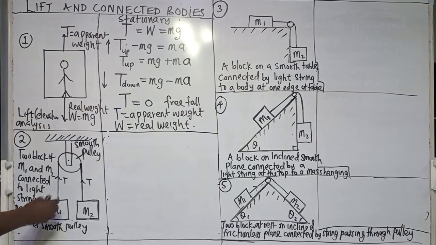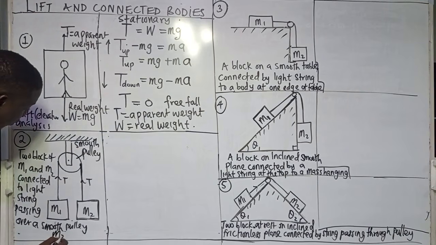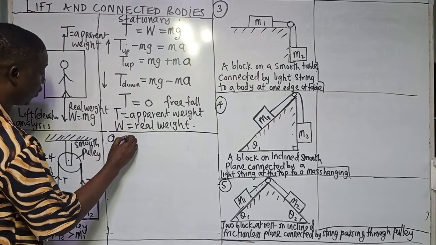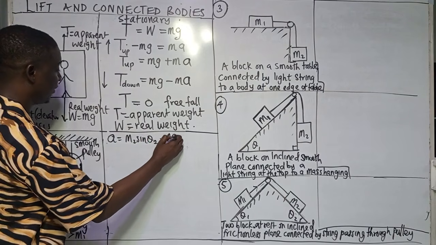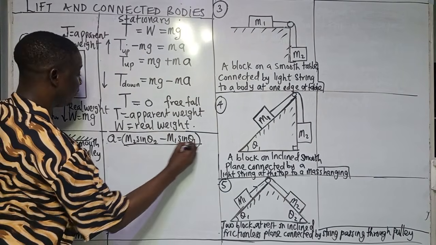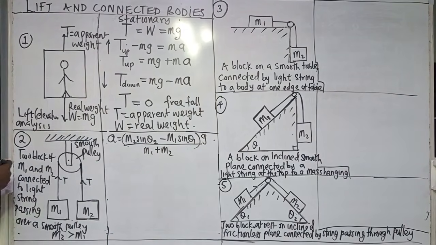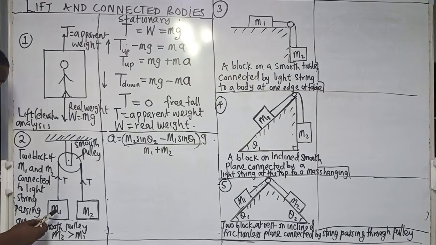It's a smooth pulley. So that is what will be the common acceleration. Let's assume that M2 is greater than M1. Now M2 is greater than M1. Now the shortcut I want to give you is this one. A is equal to what? (M2 sine theta 2 minus M1 sine theta 1) all divided by (M1 plus M2) times G. This is the shortcut I want to use to find the common acceleration.